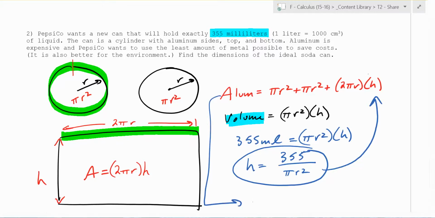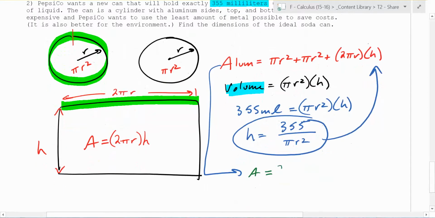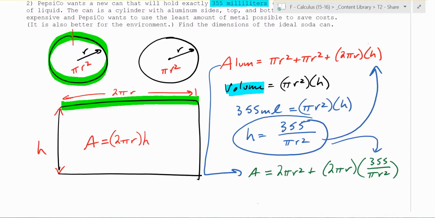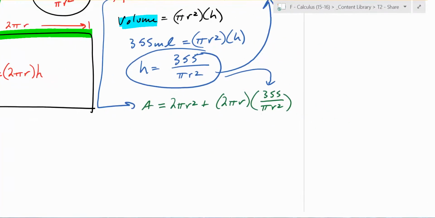I'll write it in green. The amount of aluminum we have is what? How many pi r squareds do we have? 2 pi r squared plus what? 2 pi r times 355 over pi r squared. This is the h right there. Can you simplify a little bit here? It helps. What do you end up with?